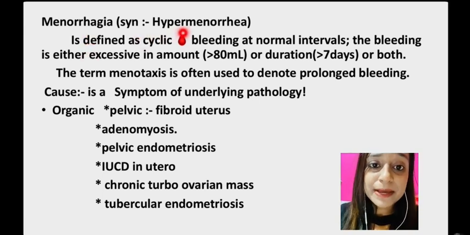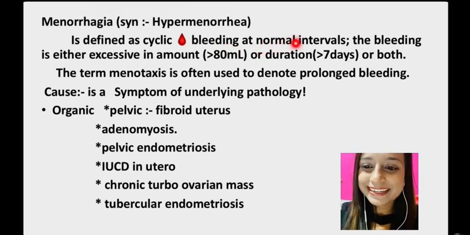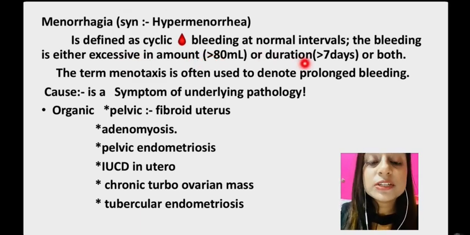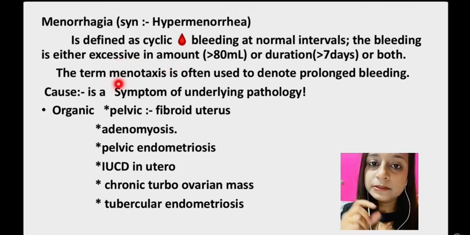So what is menorrhagia here? It is defined as cyclic bleeding at normal intervals. The bleeding is either excessive in amount, more than 80 milliliters, or longer in duration, more than 7 days. The term menorrhagia is often used to denote prolonged bleeding.